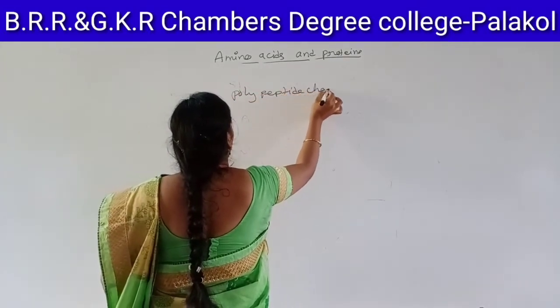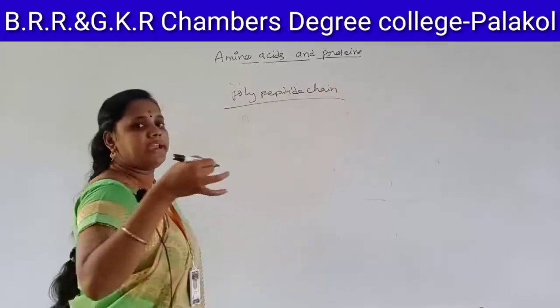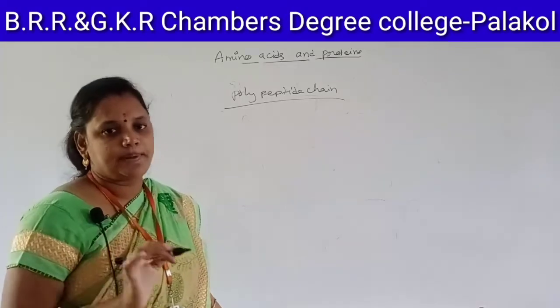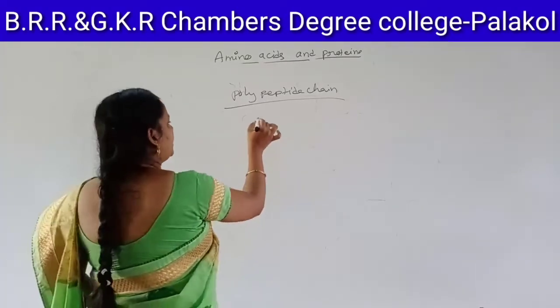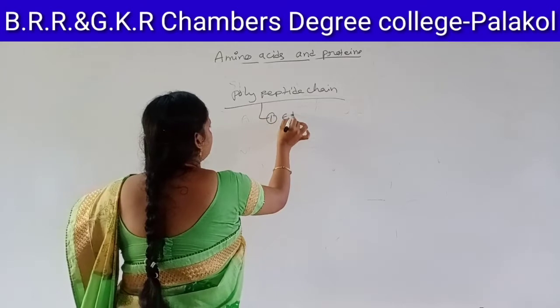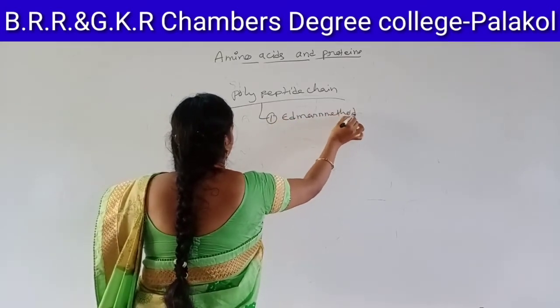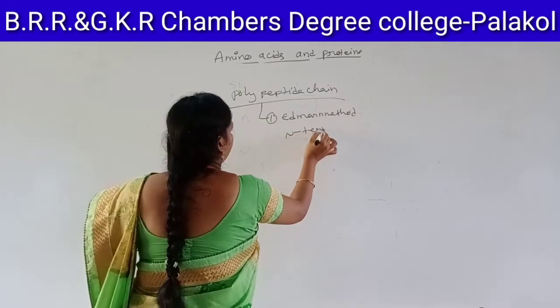Polypeptide chain. I am taking polypeptide chain. How do I know the combination of amino acids which are present in a polypeptide chain? Students, we can know by three methods. One is Edman method. Here we use N-terminal reagent.